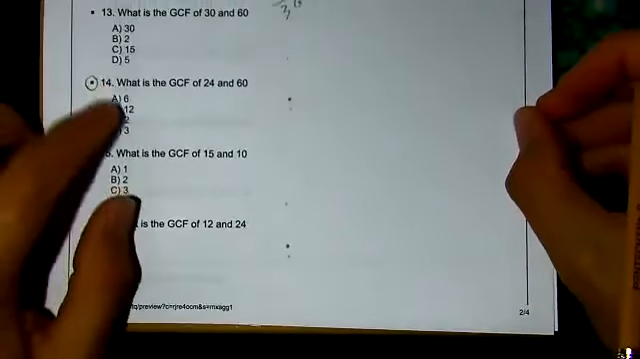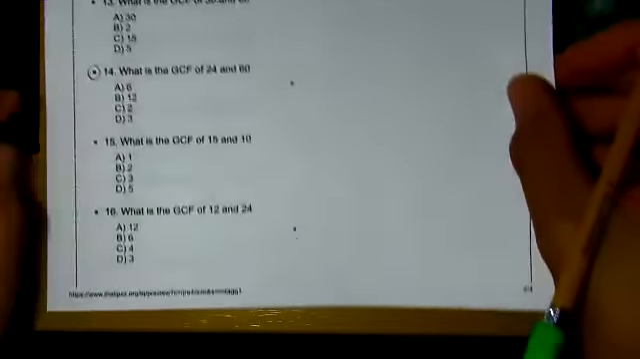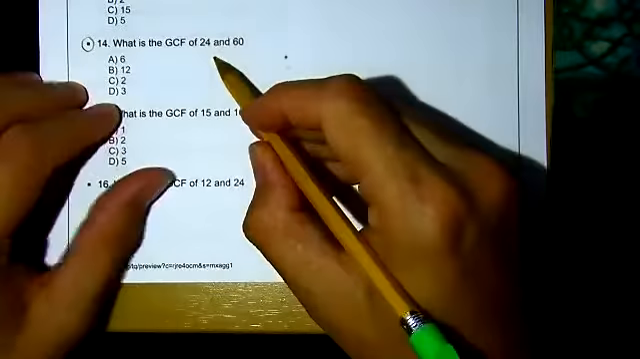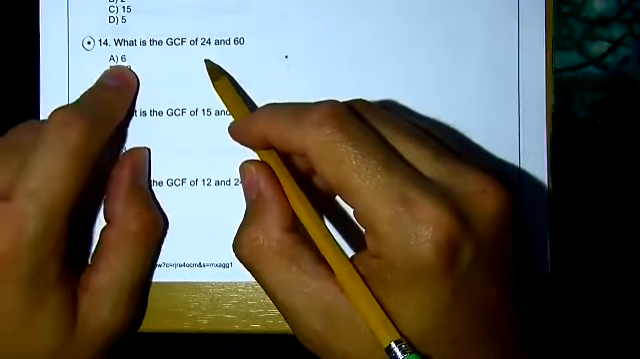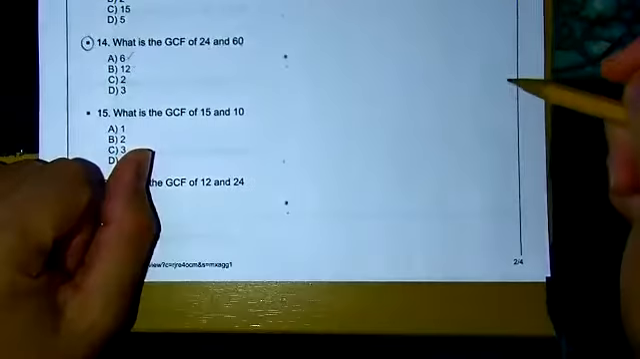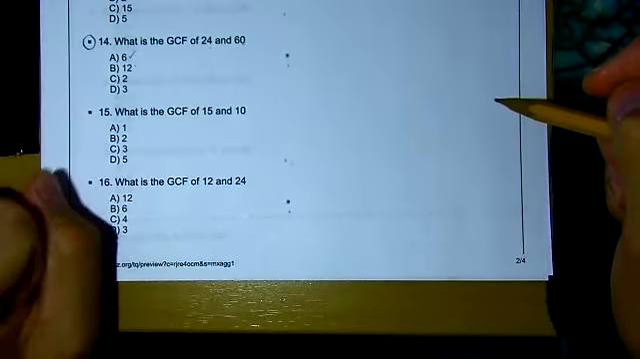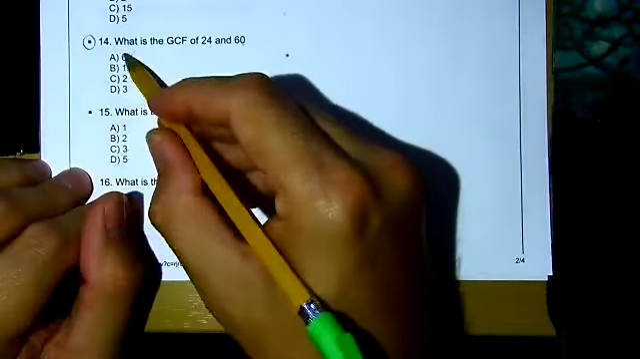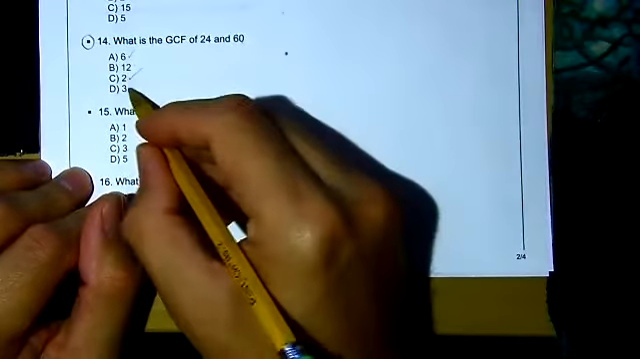Now here's another one I'm going to call to your attention that's like number 9 up here that has 2 answers that are correct, but only one of them is the greatest. So 24. So if you looked at A and you said, well, 6 will go into 24, 6 will go into 60, and you marked it, you'd be wrong. Now this is a case of all 4 of them. 2 will go into both of those because they're even. 3 will go into both of those.